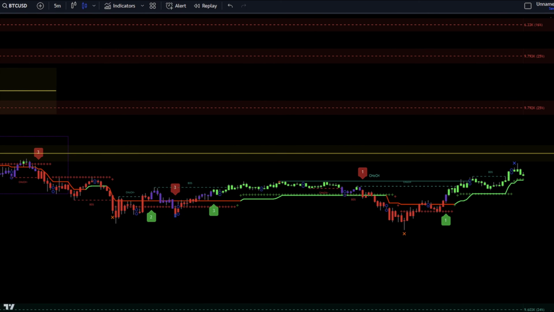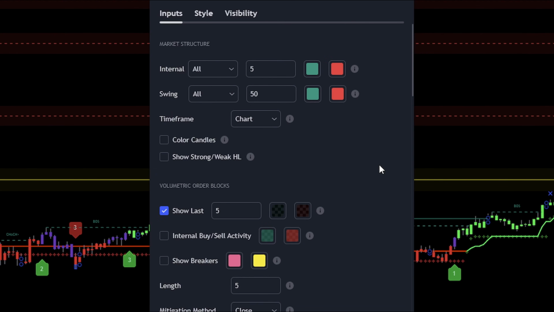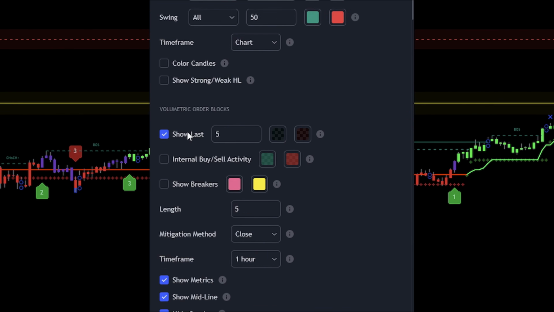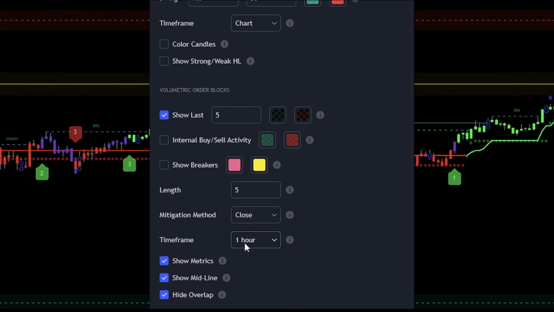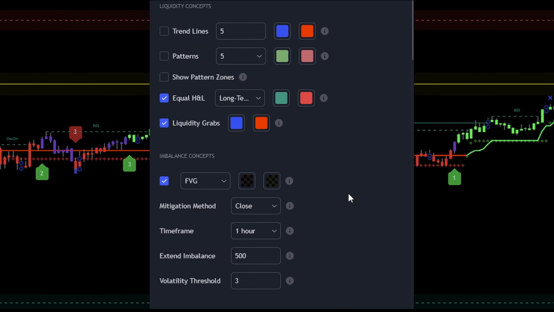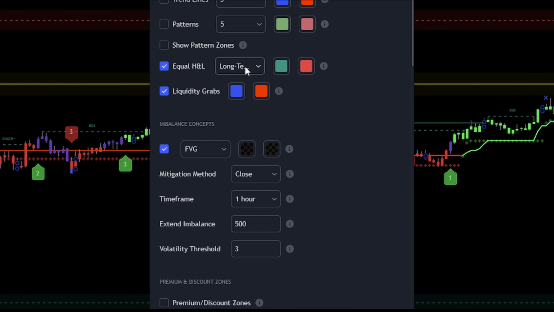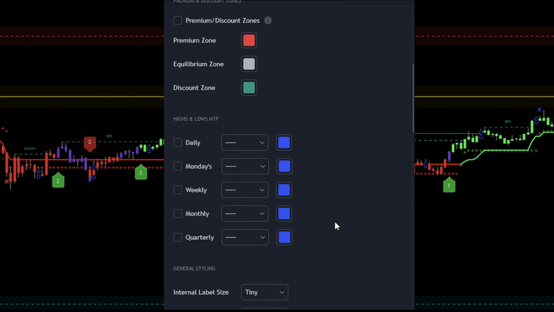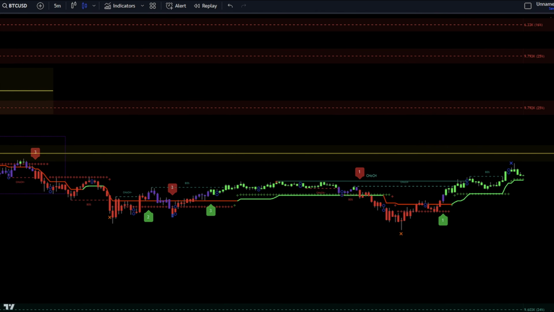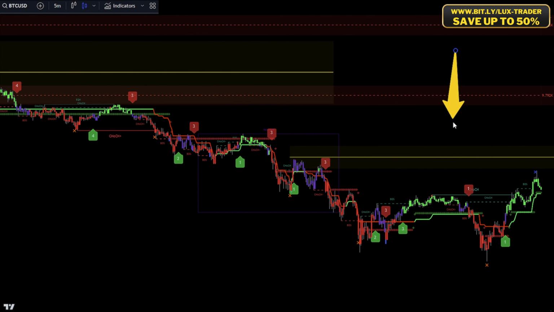Switching gears to price action concepts, the settings are dialed in to capture every nuance. Both internal and swing market structures are on the board, paired with volumetric order blocks pointing to the 1 hour time frame. Not stopping there, equal highs and lows are adjusted for the long haul, alongside liquidity grabs and fair value gaps, and the fair value gaps anchored to a 1 hour view. With these settings locked in, just hit OK and the trading stage is set. A golden rule in this trading method: steer clear of pre-market and after-hours trades.